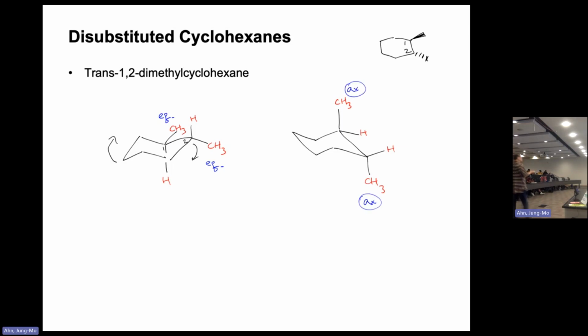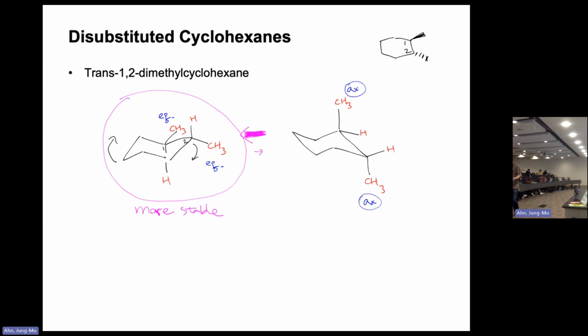If you compare these two, you can easily say that this is the lower energy one compared to the other, because that one has fewer axial substituents. This one has 2 axial substituents. 2 axial means you get 4 gauche interactions, which is 4 kilocalories higher. So if I ask you to draw the most stable chair conformation of trans 1,2-dimethylcyclohexane, you're going to draw this, not the other one. Or you shouldn't draw the cis conformation either, right? Because I asked you to draw the trans.